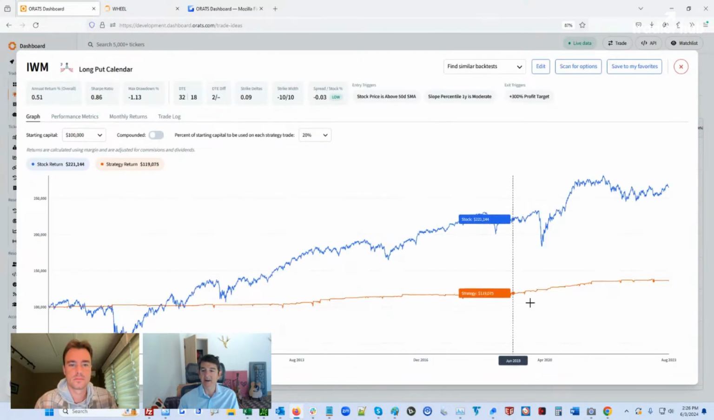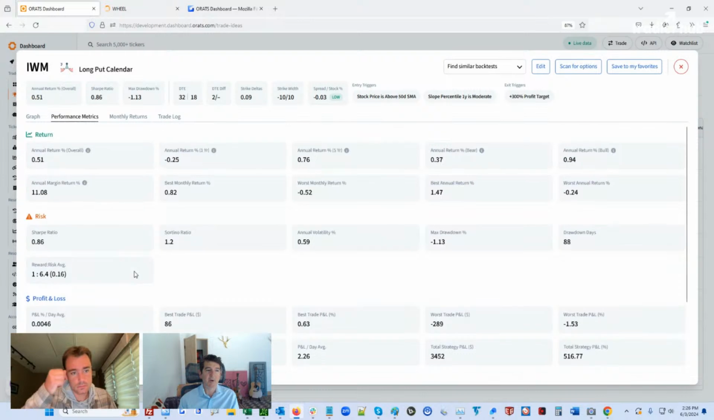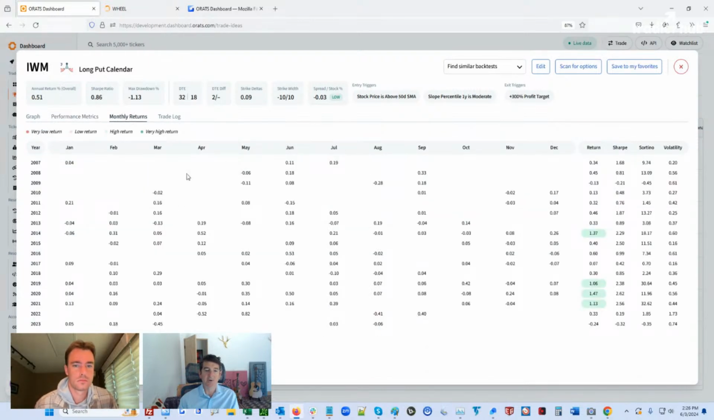Right. So here's the backtest, and it looks a little choppy. That just means that it's only going in when these two things occur: when the stock price is above the 50-day moving average and the slope is moderate. And you can see that this was only in 44% of the time. Then you can view the monthly returns, and there are a lot of teeth missing here, a lot of months missing. That's because this particular group of indicators weren't being met during those times. And you can see in the other months how you did.